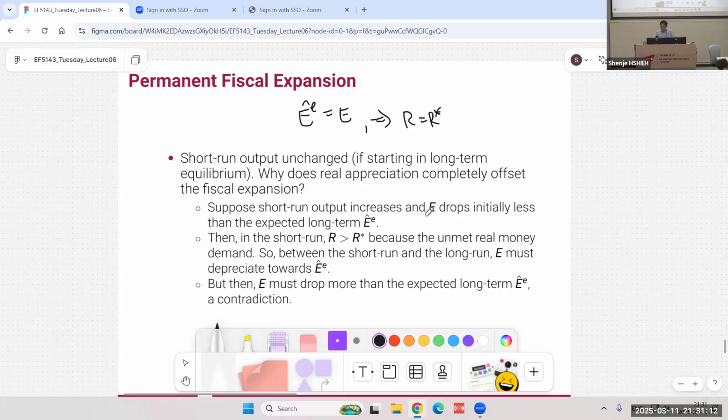Suppose that the short run increases and E drops initially less than the expected long term, right? That's the first step. That tells us that E hat E minus E, this is a big number, this is a very small number, is negative, right? Because E hat E has decreased more so than E. So imagine they're like 5 and 5. This decreases by 4, this decreases by 1, right? Then it's going to be a negative number. Okay, cool, right? So far, so good.